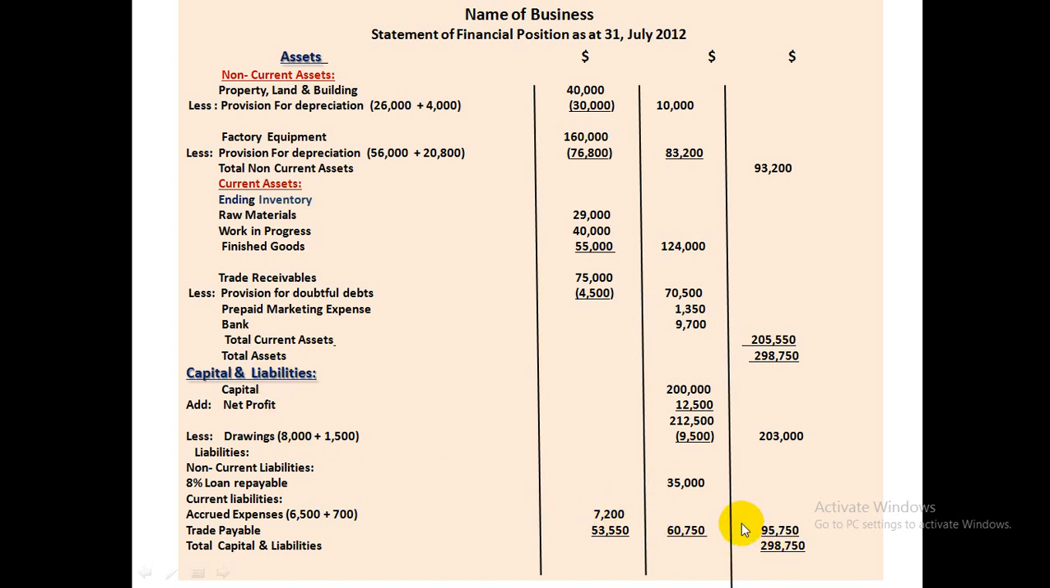Total liabilities should be added with the total capital, and this is how we'll get the total of liabilities and capital. The total of liabilities and capital will always be equal to the total assets, otherwise there is a mistake in the statement of financial position, which is also known as the balance sheet. The same format could have a different presentation style. Non-current assets could be presented in a different way as well, although the calculations will be the same. Let's have a look at the different format of non-current assets.